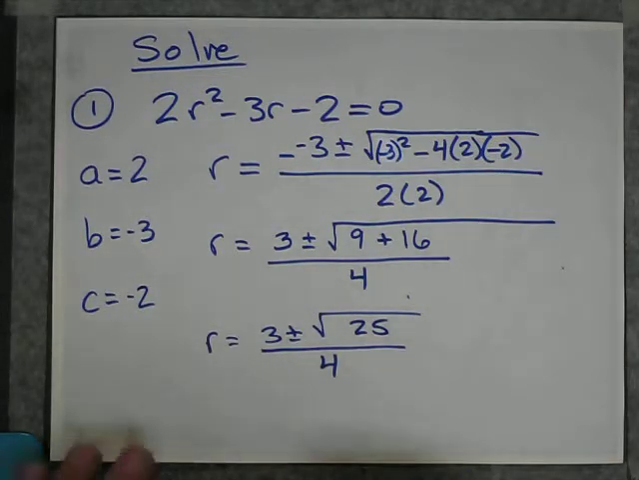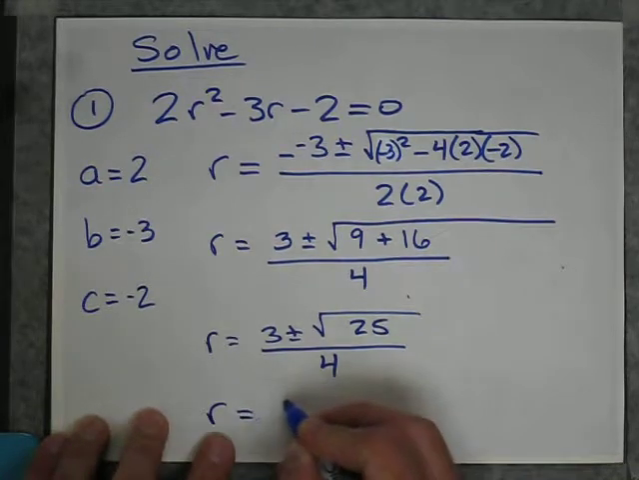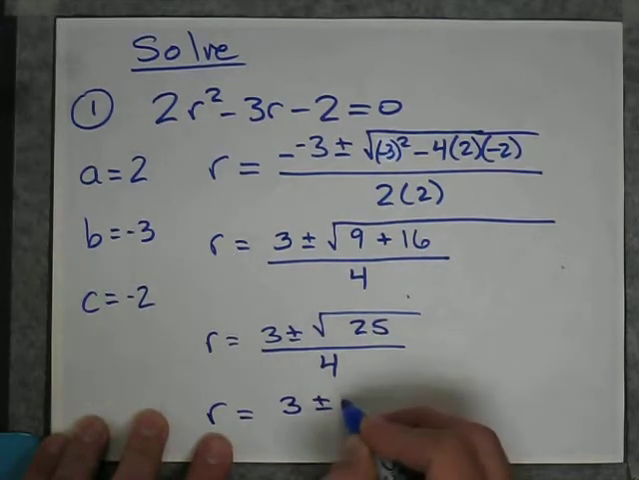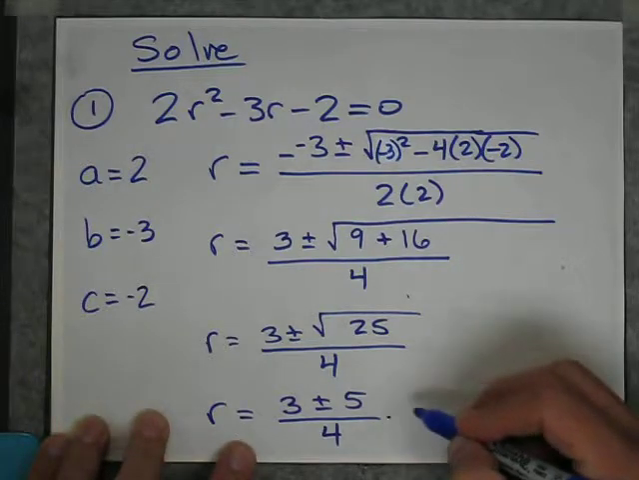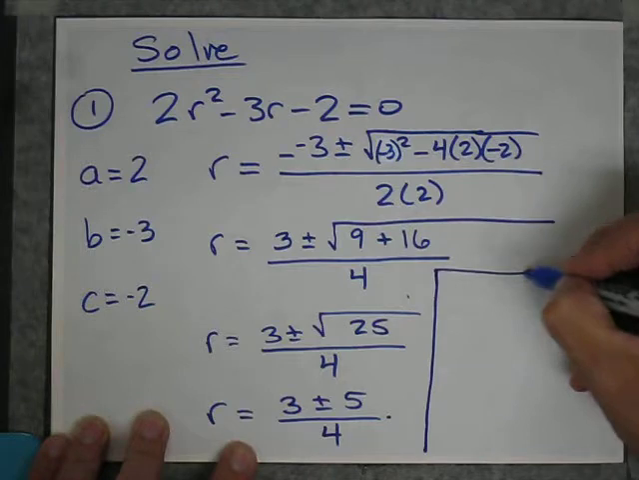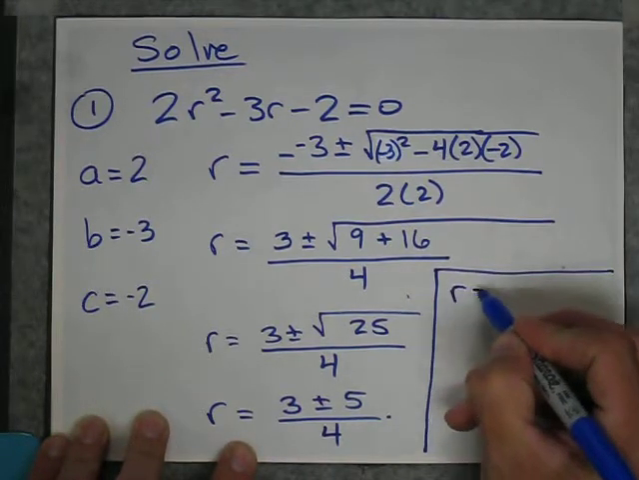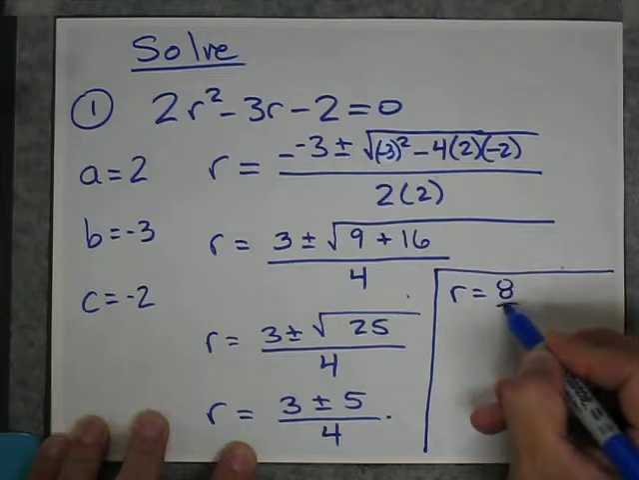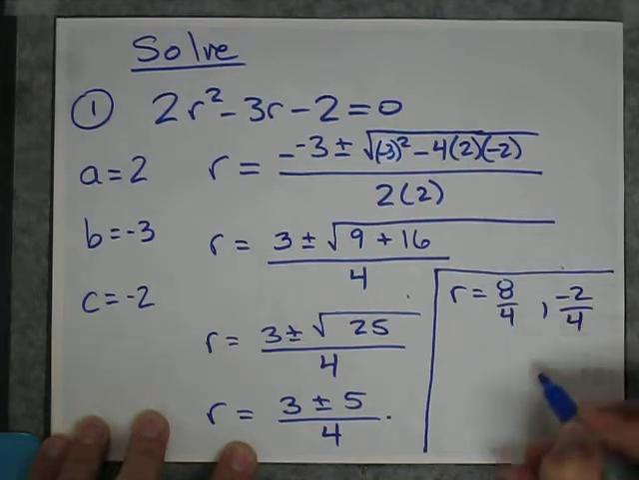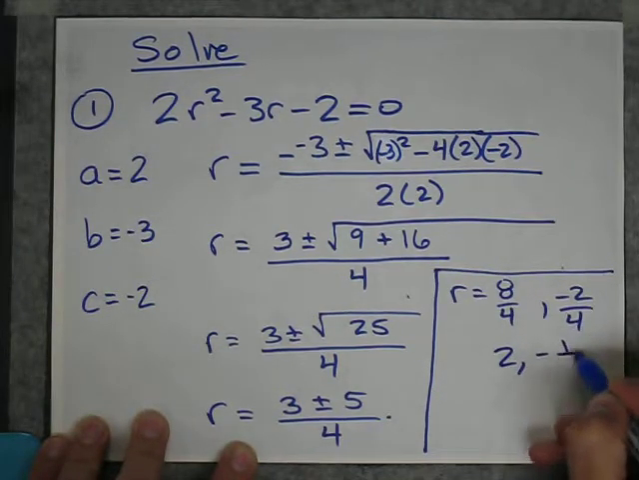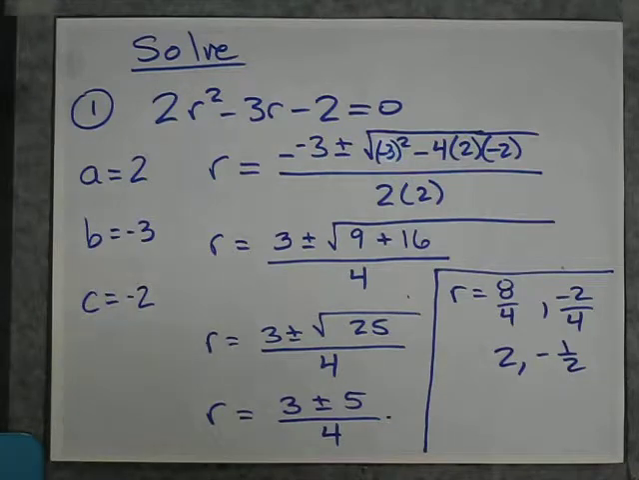Square root of 25 all over 4. R equals 3 plus or minus 5 all over 4. Now we can simplify that in this case. R will be equal to 3 plus 5 is 8 over 4, and 3 minus 5 is negative 2 over 4. So I end up with 2 and negative 1/2. Okay, so that is your first example, and you guys are really participating.